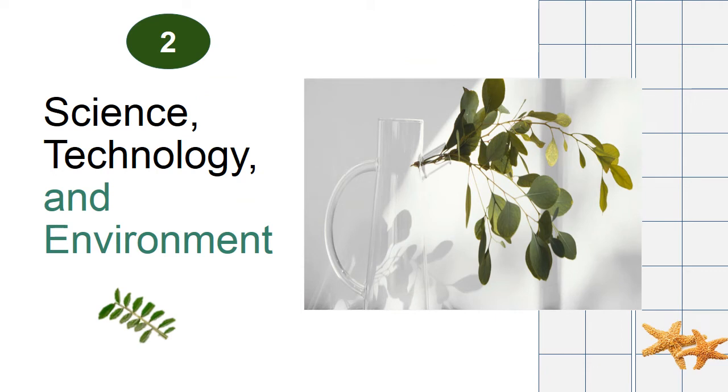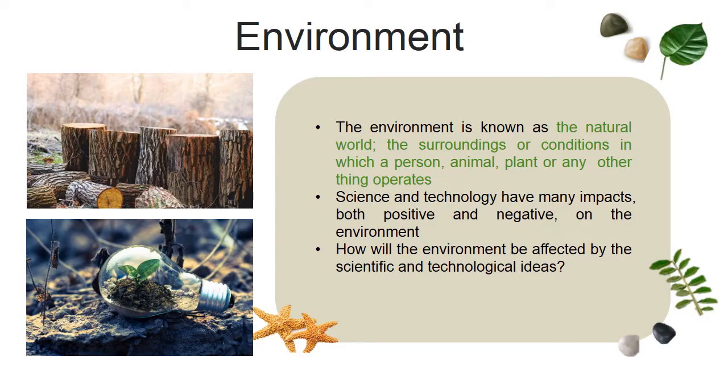The second topic is science, technology, and environment. The environment is known as the natural world, the surroundings or conditions in which a person, animal, plant, or any other thing operates. Science and technology have many impacts, both positive and negative, on the environment. How will the environment be affected by the scientific and technological ideas?